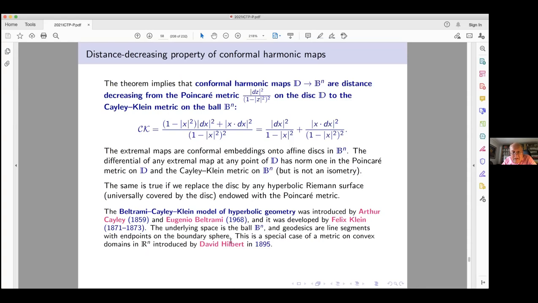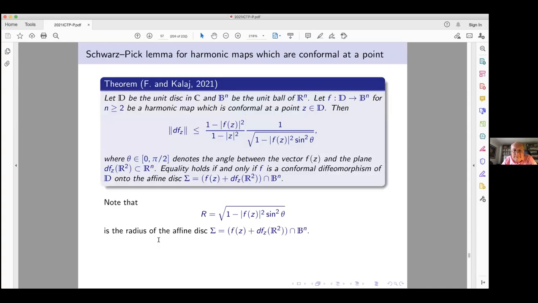So the underlying space is the ball, and the geodesics are line segments through a given point, which have endpoints on the boundary sphere. And in fact, the distances on these line segments are defined by cross ratio. And this was then developed by David Hilbert. He defined a more general class of metrics on convex domains in Rn. Okay, so I was a little bit too long, but I really wanted to show you this lemma.